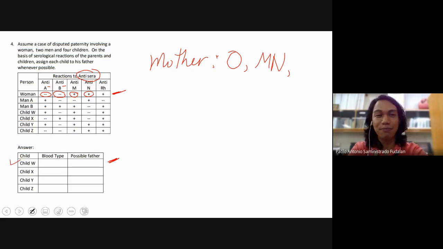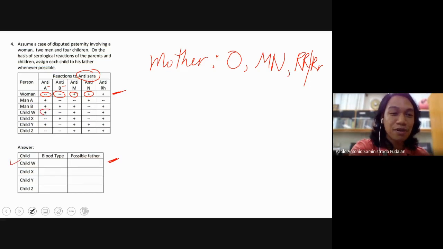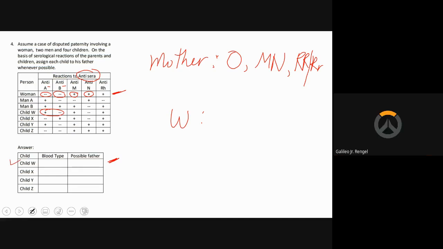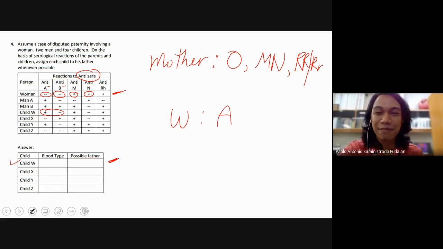It's positive. Okay, so meaning, because Rh is simple dominant-recessive, she could be either a capital R, capital R, or a capital R, small r. So that could be the mother. Right. Now, let's look at child W. In terms of the ABO system, what is the type of the child's blood? A, sir. Type A, yes. Okay, so the child is type A.